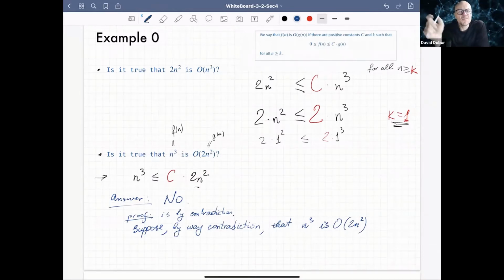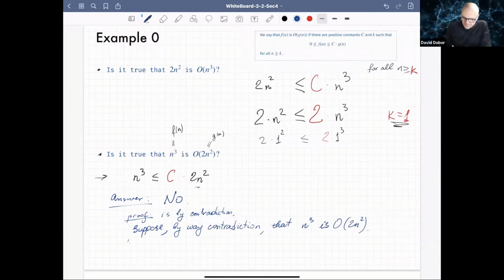You assume something, and then you have an unassailable chain of logical deductions, and at the end of this chain you arrive at an absurdity, and therefore your original assumption must have been wrong. That's a reductio ad absurdum proof, or as we call it today, proof by contradiction. You assume this and see where we get to. So suppose by way of contradiction that this is in fact the case. Then what happens? Then apparently I can find constants.